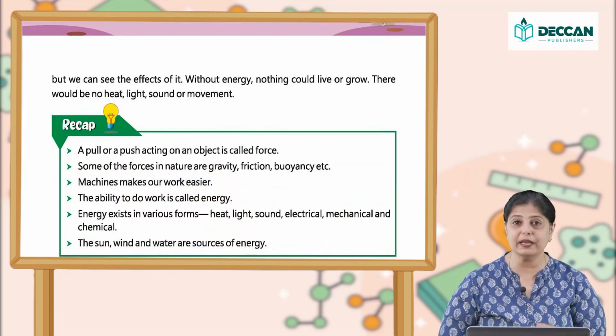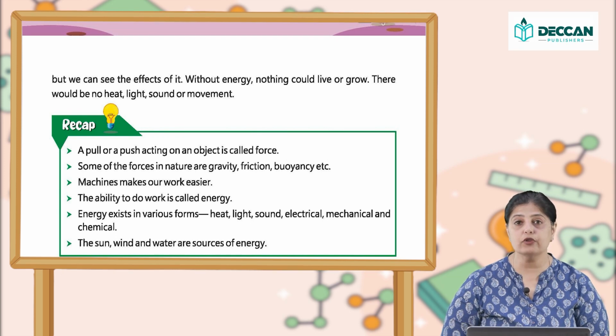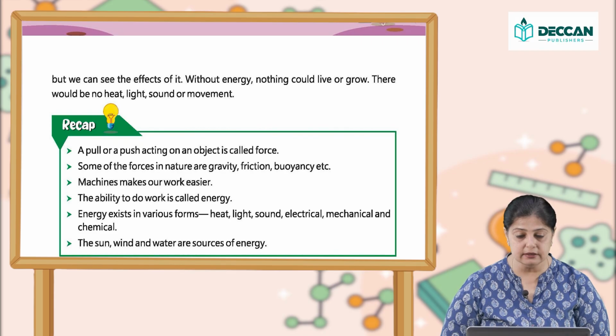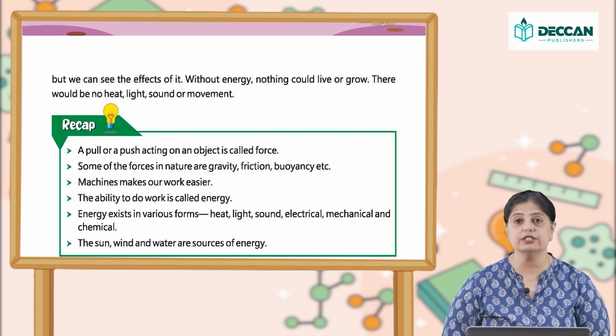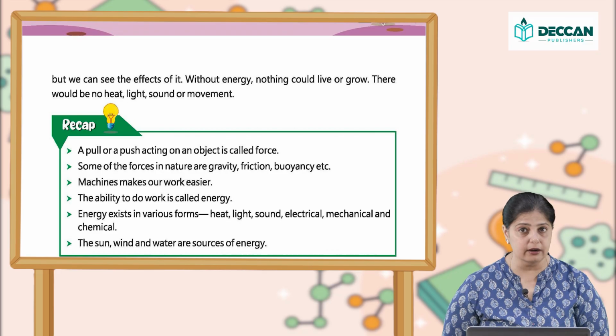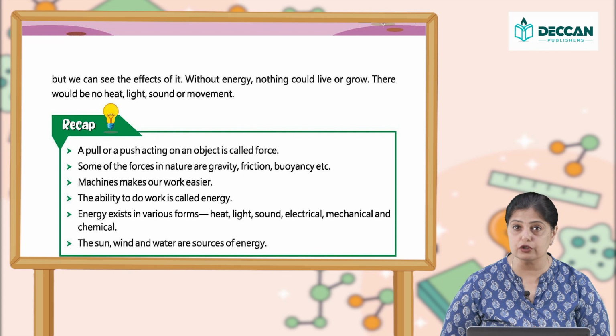All right, so now let's do a quick recap of the chapter. A pull or a push acting on an object is known as force. Some of the forces in nature are gravity, friction, buoyancy, etc. Machines make our work easier, and the ability to do work is known as energy. Energy exists in different forms, like heat energy, light energy, sound energy, electrical energy, mechanical energy, and chemical energy. Sun, wind and water are the main sources of energy.